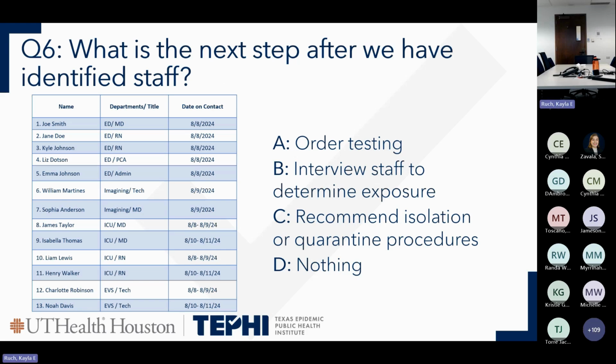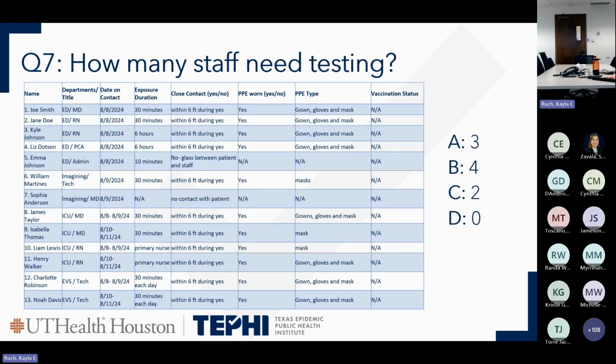So what is our next step? A, ordering testing; B, interview staff to determine exposure; C, recommend isolation or quarantine procedures; or D, nothing. The answer is B, interview staff to determine exposure, because you'll need to talk to them to be able to determine if ordering testing is recommended, and therefore if isolation and quarantine procedures are recommended.